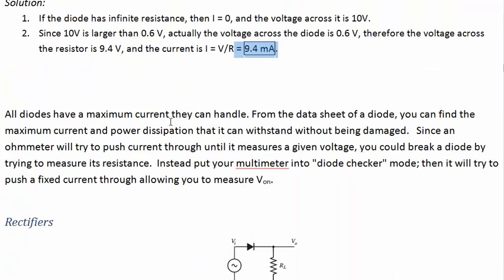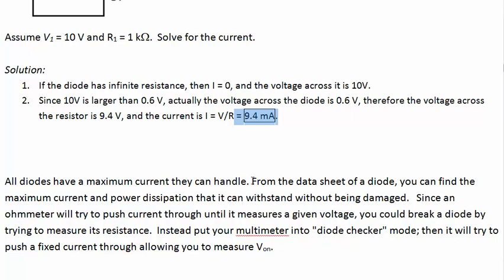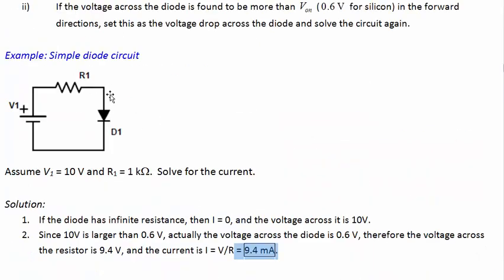All diodes have a maximum current that they can actually handle. You can look on the data sheet to find out what this current is, and you should make sure that you don't go past this without damaging the diode. So you always need a resistor in series with your diodes next to a power supply. You can't just put the power supply right across the diode, or it'll put way too much current through the diode for most power supplies.